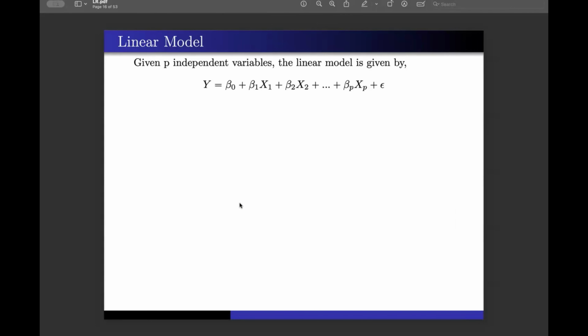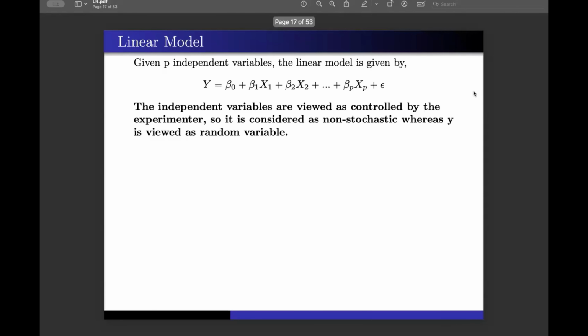Given p independent variables, the linear model would look like this. The independent variables are viewed as controlled by the experimenter, so they are considered non-stochastic. Once you get the data set, you have a fixed value for each xi. So we are considering the xi's as non-stochastic.